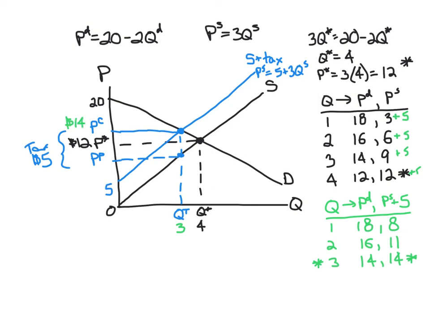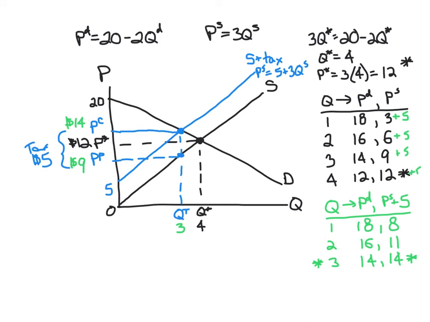So consumers are now going to pay $14 instead of $12. And then of that $14, the seller doesn't get to keep all that. They have to send 5 of it to the government in the form of tax revenue. So the seller gets to keep 14 minus 5, or $9. So before the seller got to keep $12, now they only keep $9.